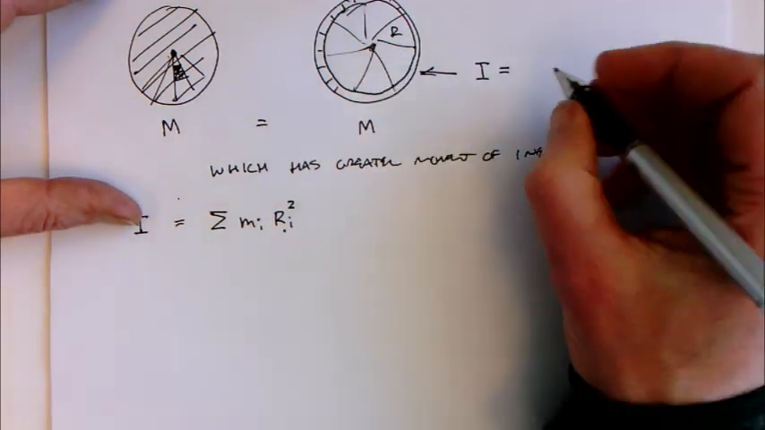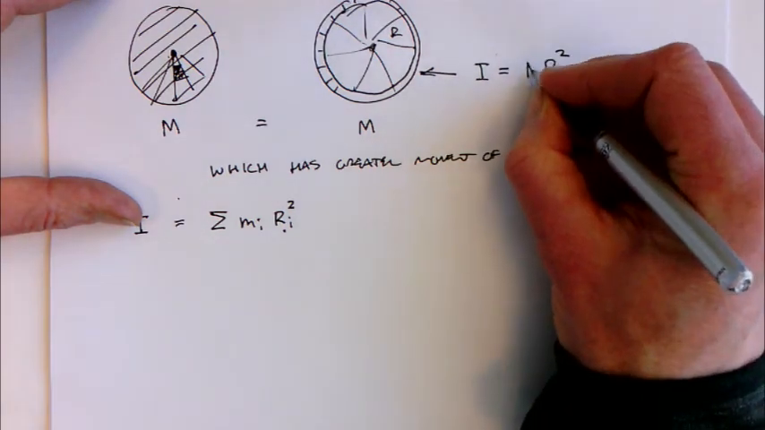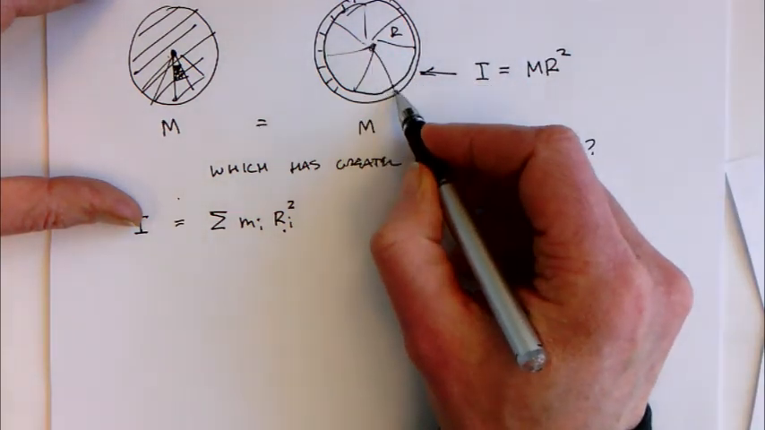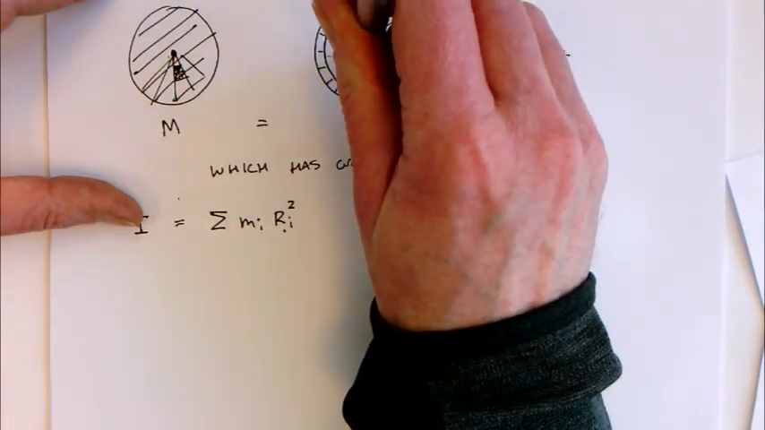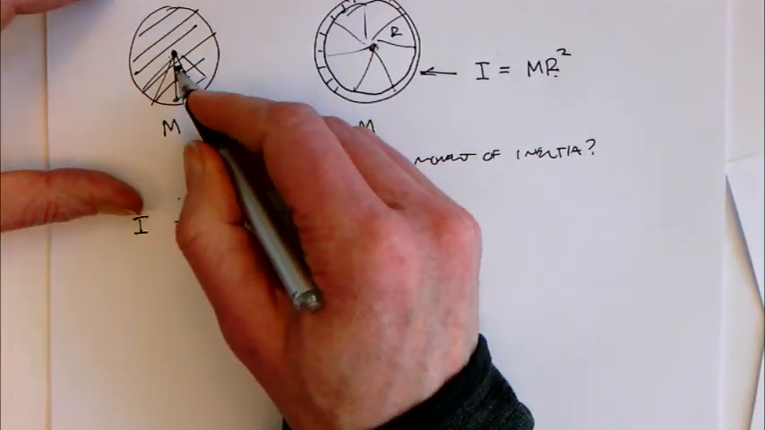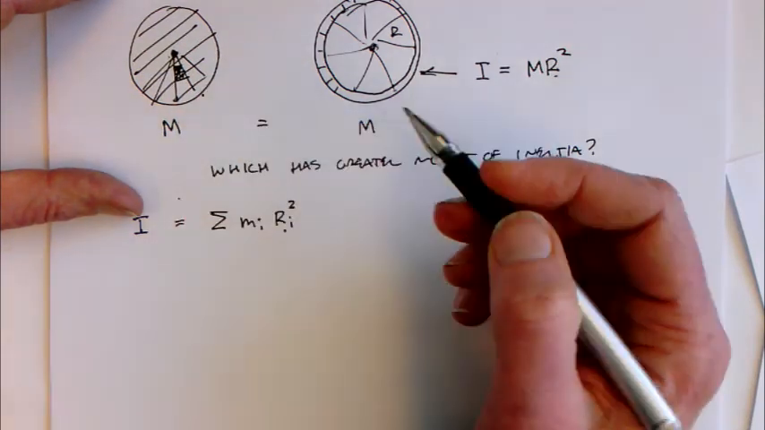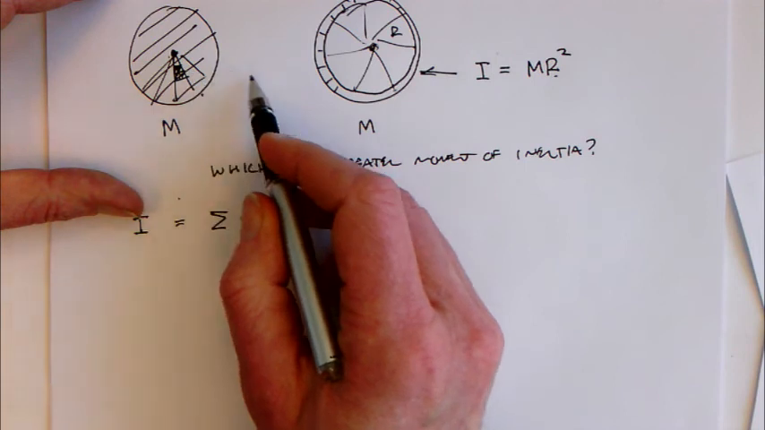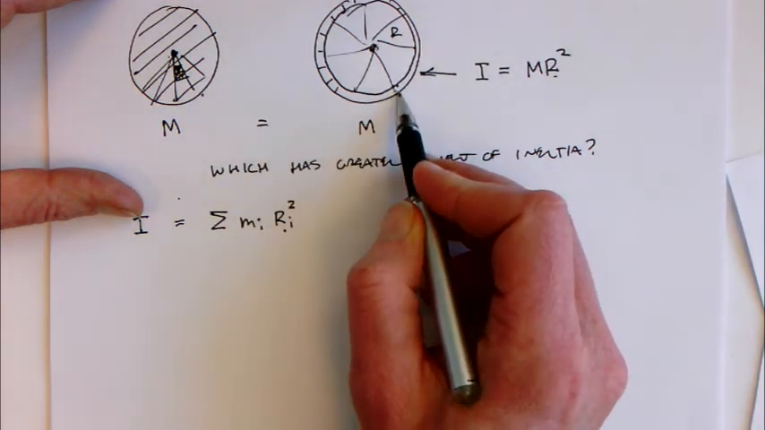So for this wheel, the moment of inertia is pretty easy to calculate because it's simply going to be R squared, the radius of the wheel, times the mass of the wheel, because all of the mass is located at a distance R from the axis, the z-axis. On the other hand, in this case, a lot of the mass is actually closer to the z-axis than big R. And so that implies that this solid wheel will actually have a lower moment of inertia than the wheel where all the mass is concentrated at the edge.